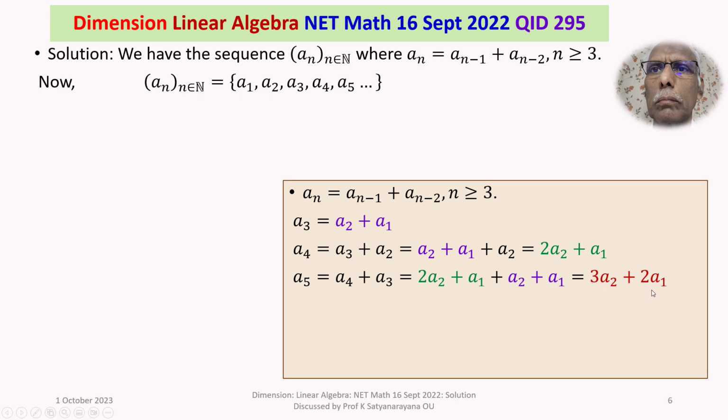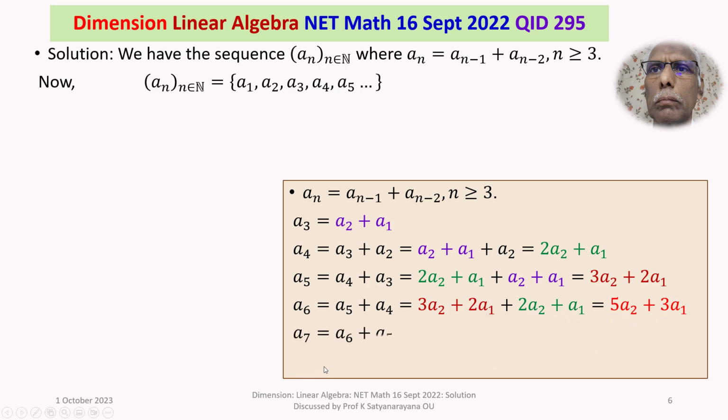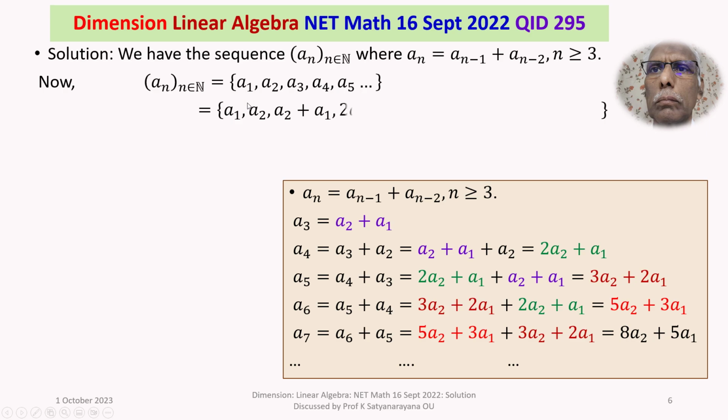The sum is 3a2 plus 2a1. a6 is a5 plus a4. a5 is 3a2 plus 2a1, plus a4 which is 2a2 plus a1. So adding, we get 5a2 plus 3a1. Similarly, a7, you will get 8a2 plus 5a1, and so on and so forth. So now let us write down the sequence term-wise: a1, a2, a3 which is a2 plus a1, and a4, a5, a6, up to that we have written, etc.